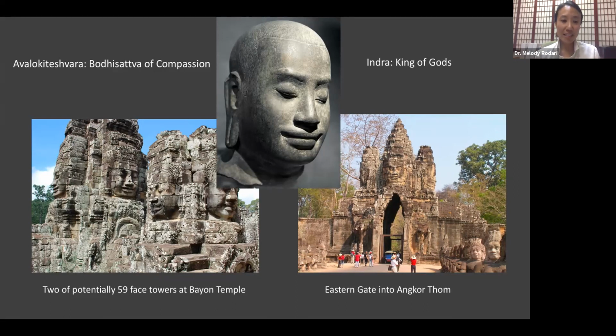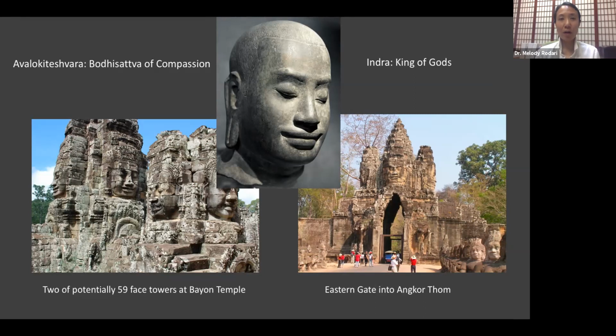You can see that the faces on the towers very much resemble the portrait sculptures of Jayavarman the Seventh himself, and this is not unusual. When you look at sculptures of deities from the Angkorian period, you should think of them as being portraits, perhaps idealized, of exalted patrons, right?